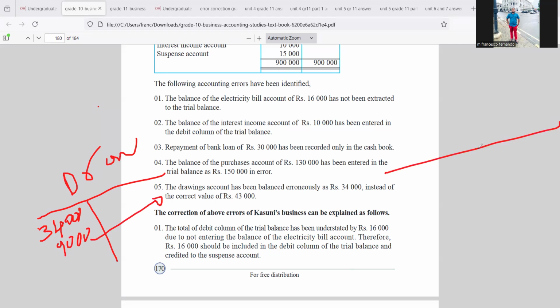How if it was mentioned like this: the drawing account has been erroneously balanced as 43,000 instead of 34,000. So now they have recorded 43,000. To make this 34,000, what I have to do? Credit 9,000. Then this automatically will become 34,000. So hope that is clear.